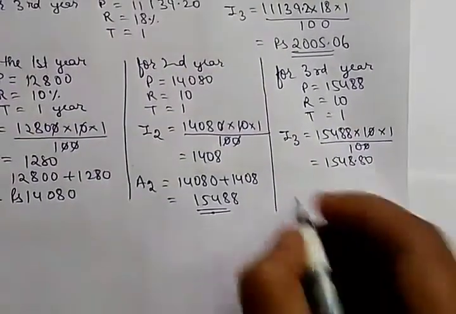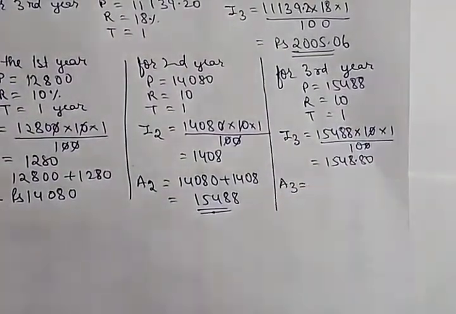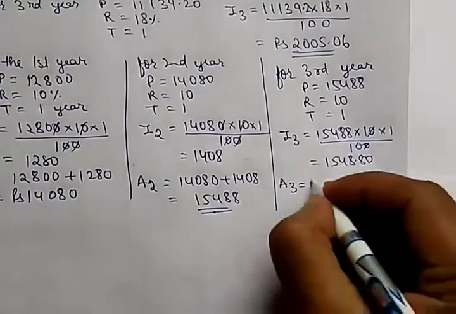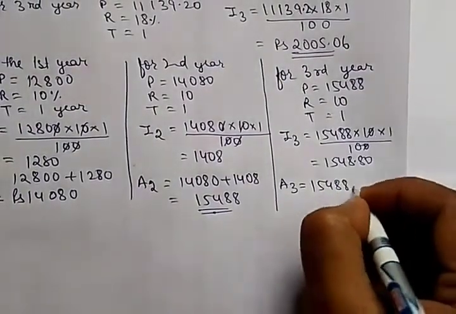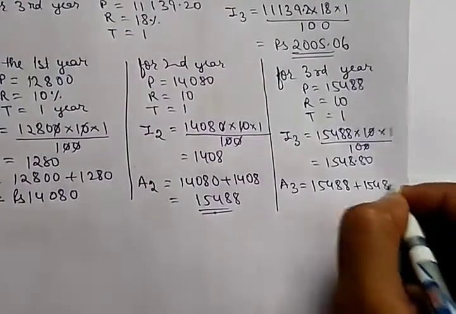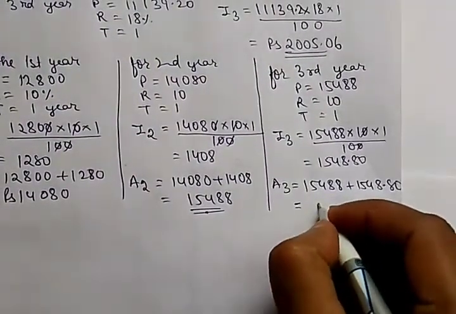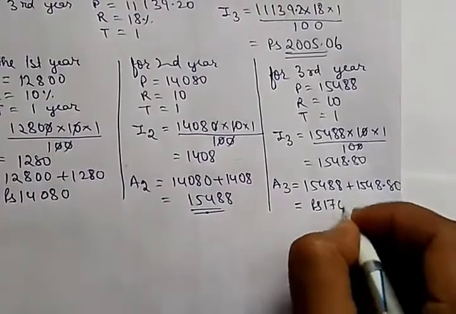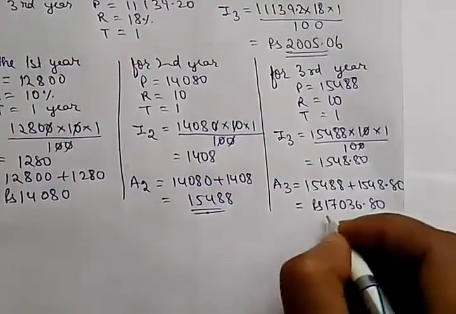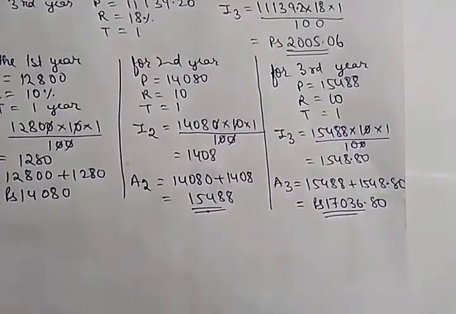that is equal to 1548.80. So the amount for the third year will be equal to 15,488 plus 1548.80. This is coming to rupees 17,036.80. So this is the amount for the third year.